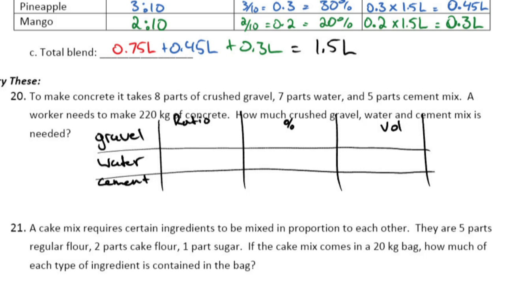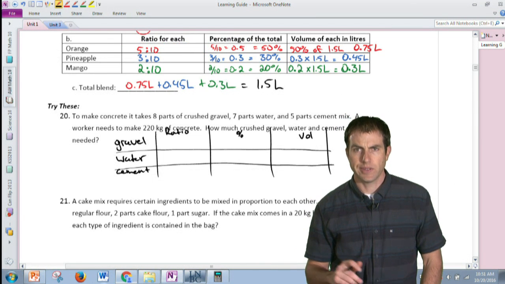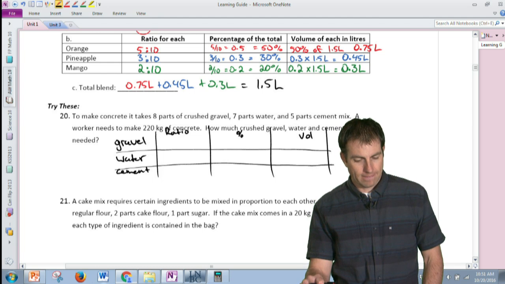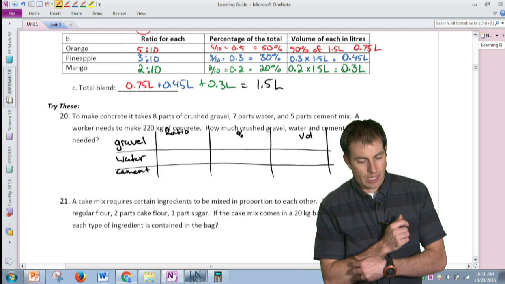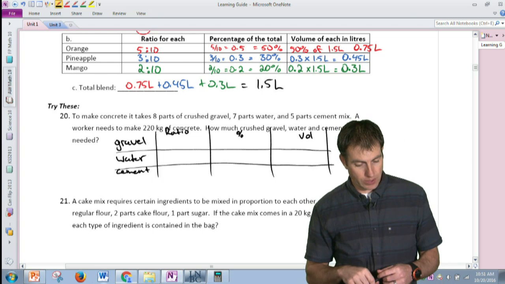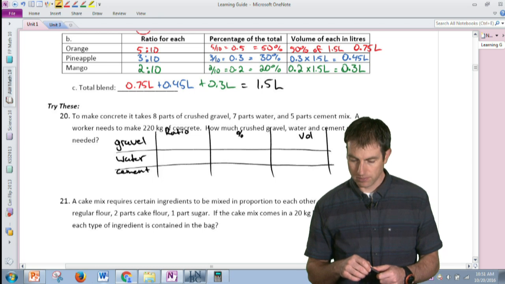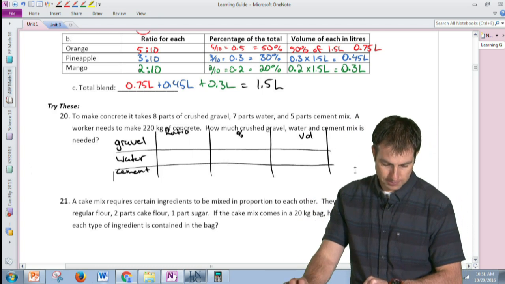And it's just a really easy way to kind of organize these questions. That should get you on the right track. 21 is going to be the exact same process. You're going to have regular flour, cake flour, and sugar. Flour and cake flour, those are different things. Who knew? Clearly I don't spend enough time making cakes.